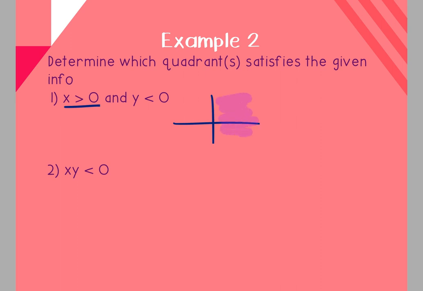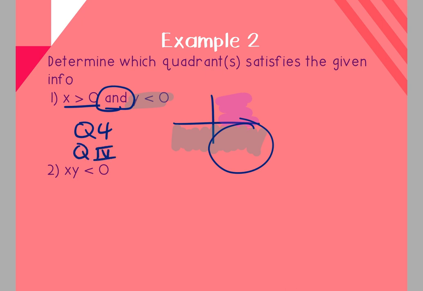Good. The right-hand side of this are quadrant 1 and 4. How about which quadrants would have y less than 0? 3 and 4, for the bottom. Good. So because it's an and not an or, I need it where it overlaps, which is only in quadrant 4. 4 is also IV, because sometimes your book or your WebAssign will use Roman numerals.